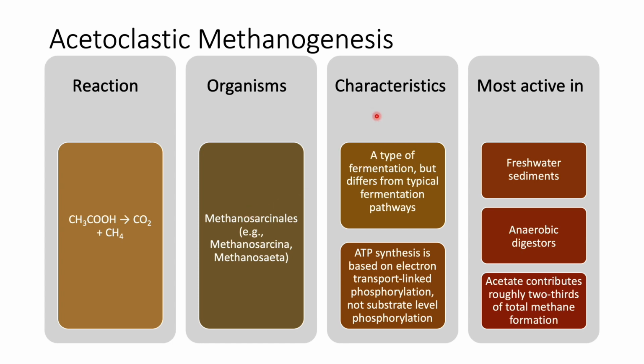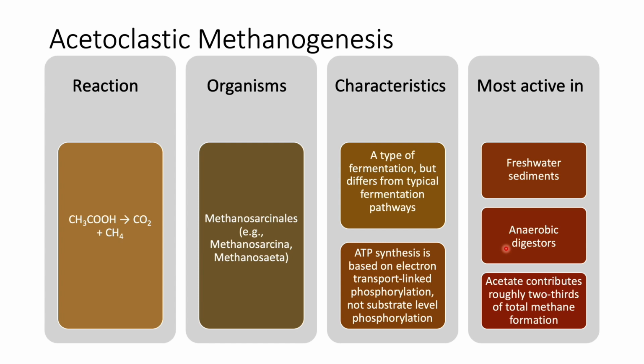What is characteristic of this process is that it is a type of fermentation, but it differs from the typical fermentation pathways. We had already seen the comparison between methanogenesis and fermentation. So this is similar to fermentation, but it is not actually fermentation. The ATP synthesis is based on electron transport linked phosphorylation, not substrate level phosphorylation. That is the main characteristic of this mechanism. It is most active in freshwater sediments and anaerobic digesters, and acetate contributes roughly two thirds of the total methane formation.